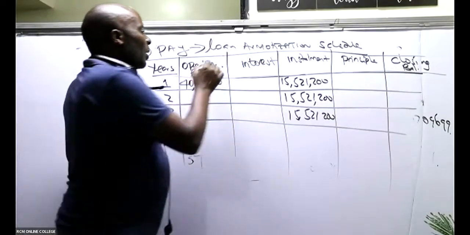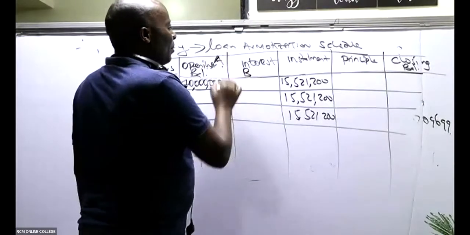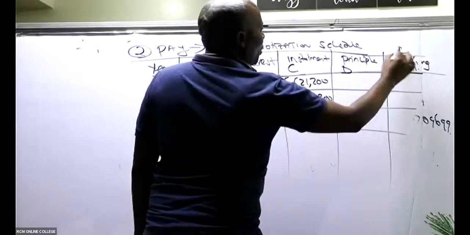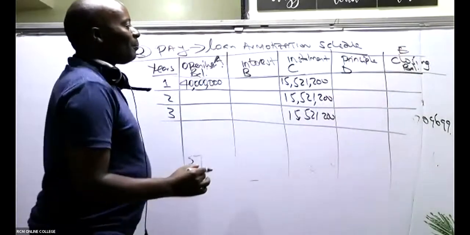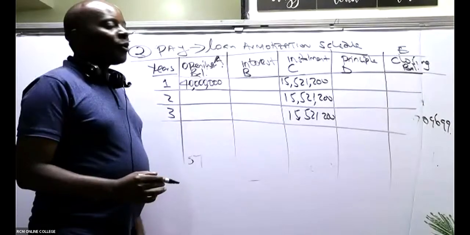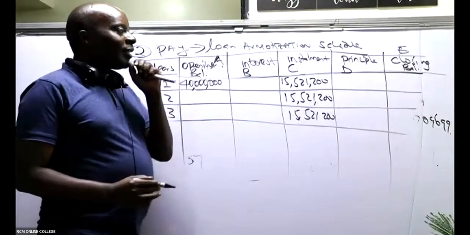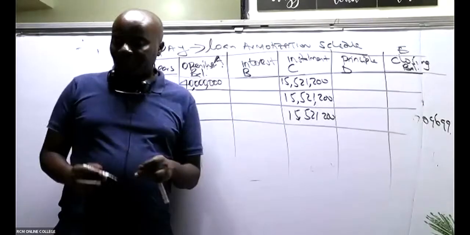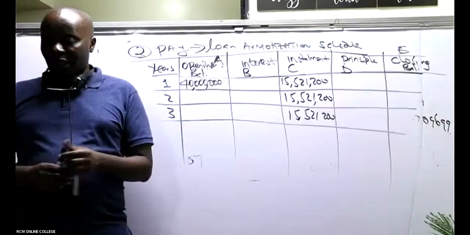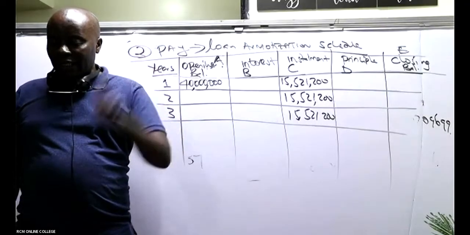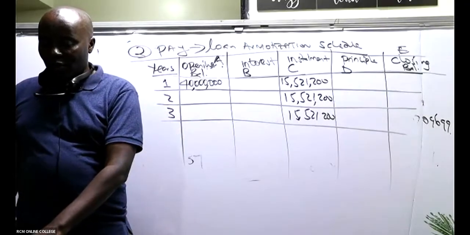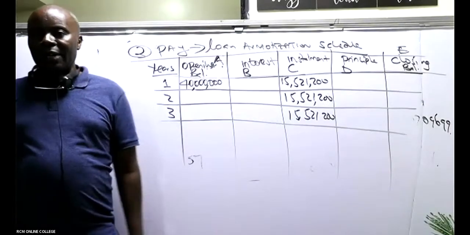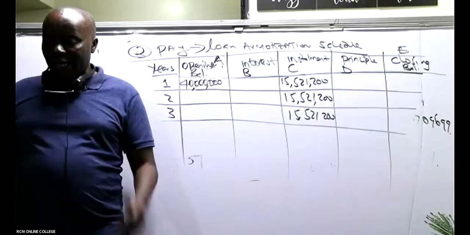So remember, this is our column A, this is column B, this is column C, this is column D, and this will always be column E. Before I continue, I want to know whether you have been able to draw this skeleton. Once you finish drawing the skeleton, please put your thumbs up live.